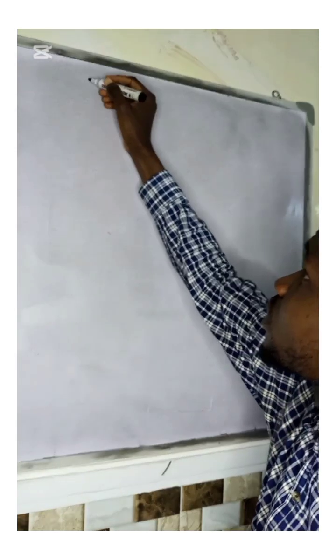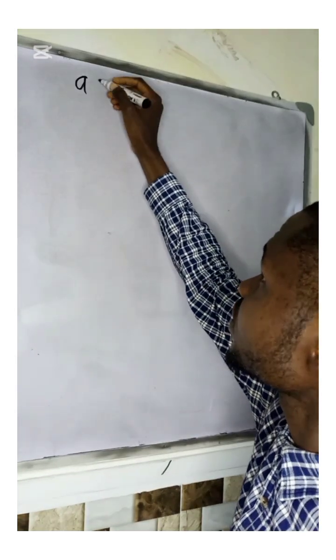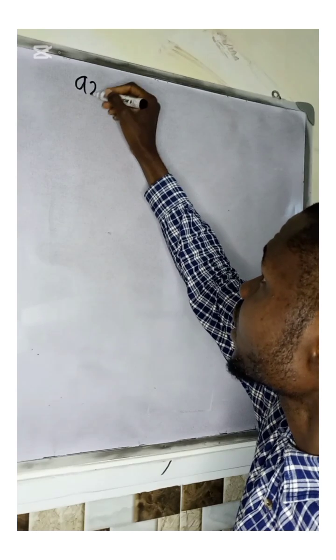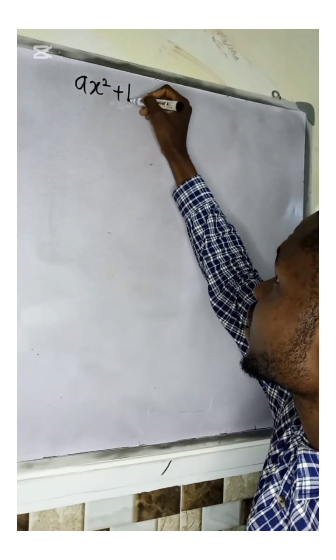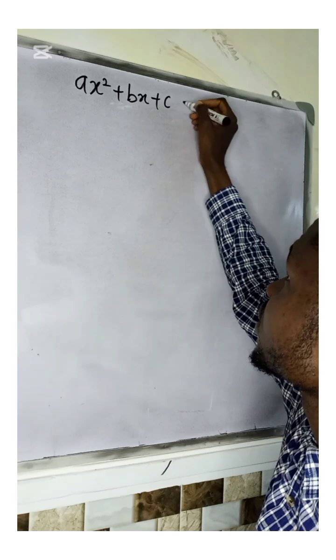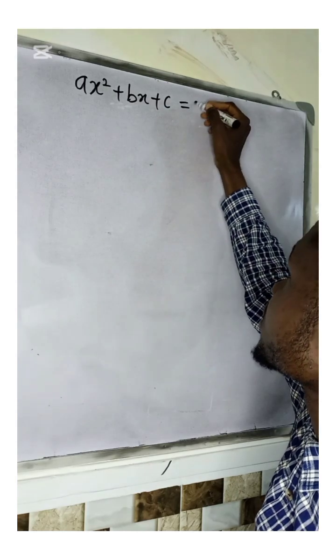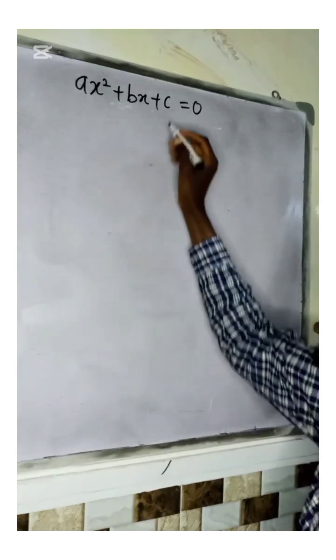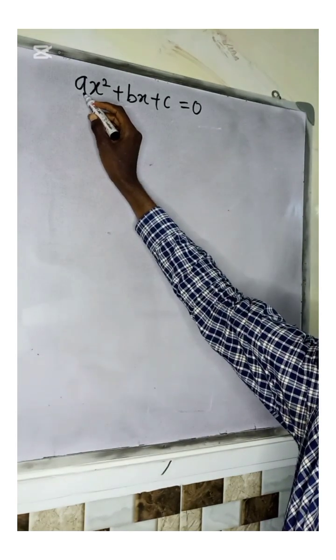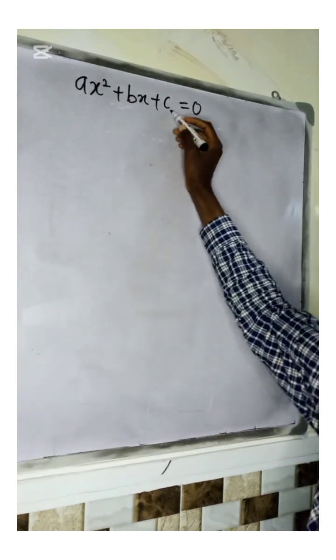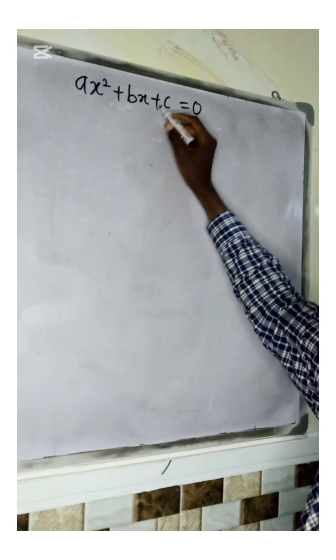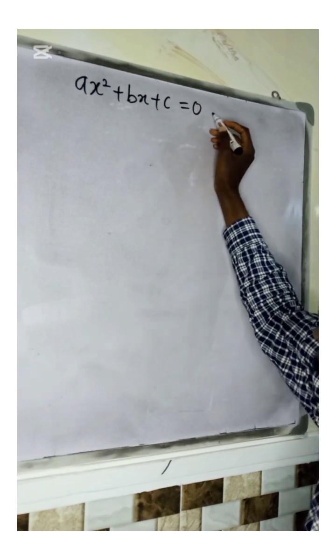In today's lesson, we shall be looking at how to derive the quadratic formula using the completing the square method. In doing this, the first thing to do is to write the general form of the quadratic equation, which is ax squared plus bx plus c equal to 0. Here a is the leading coefficient, b is the middle term, and c is the constant. The next step is to move the constant to the right hand side of the equation.